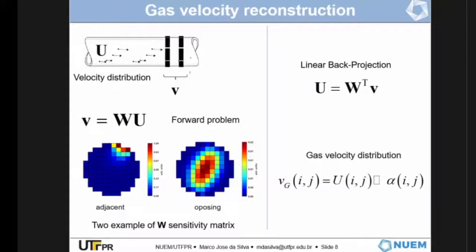The same way I did before, I use linear back projection, not the most efficient way of doing this, but a very fast one. And the square here should be a dot, but at the end, the true gas velocity I would get by multiplying the velocity by the void fraction, that is the image I reconstructed before. So that is basically how the phases are distributed over the cross-section.